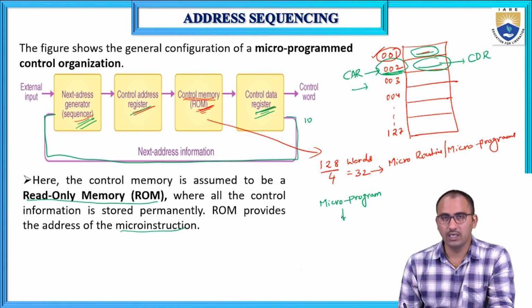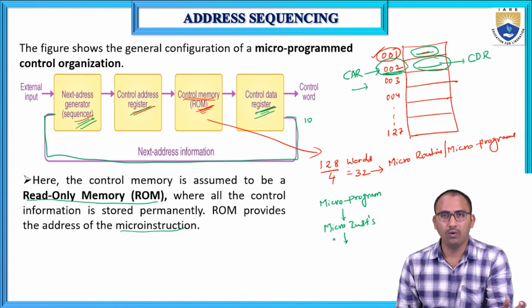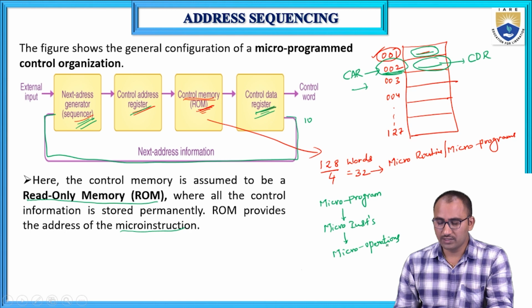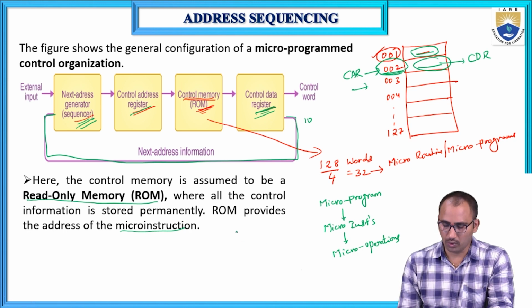A micro program is nothing but a collection of micro instructions. Every micro instruction will generate one or more micro operations. Basically we are storing a program in memory. A program is nothing but a collection of instructions.